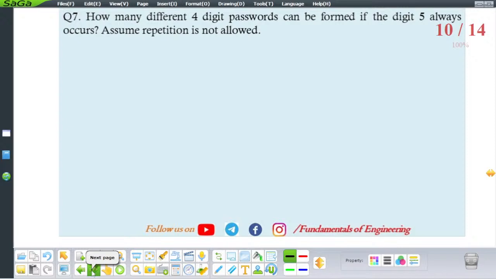Now we have seen the expected previous GATE questions. Now we will see the expected questions that we are getting.